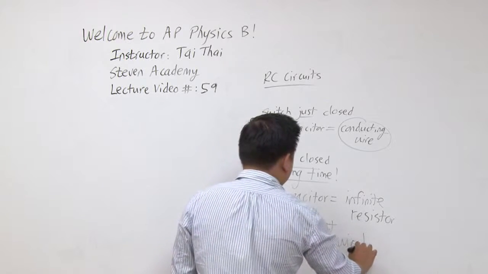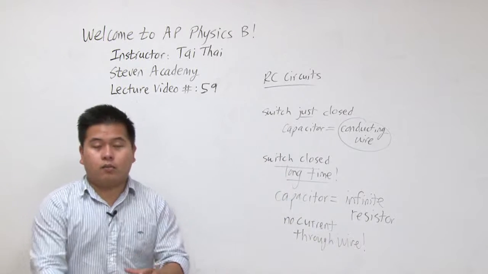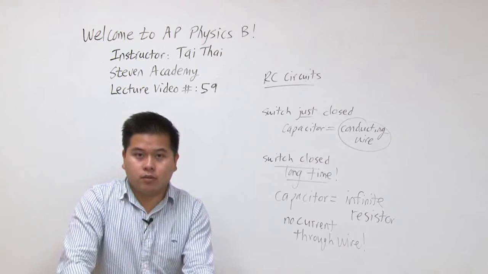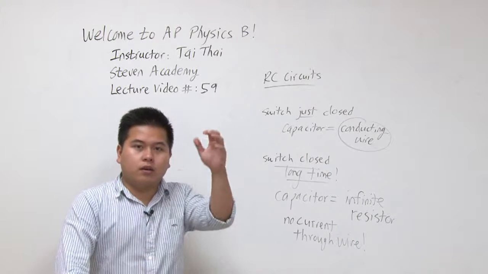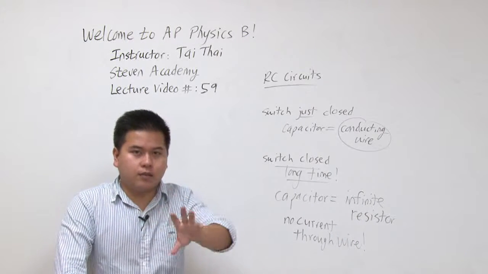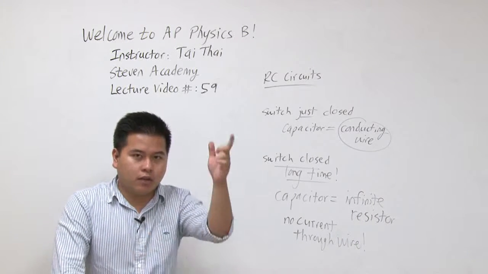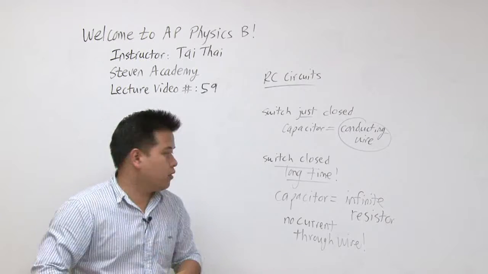No current through wire. So that means that if there's any resistance that is in series with the capacitor, that means that there's going to be no current. Okay? So you can consider that resistance obsolete. So that resistor will have no current. So that whole wire is like gone, basically.